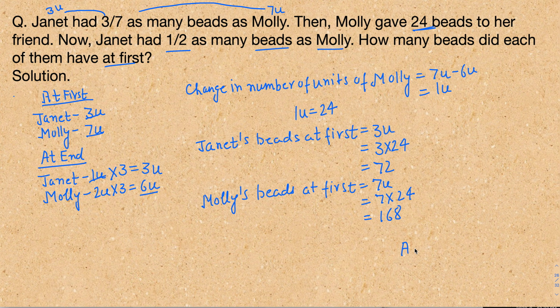So here is the answer. You can write the answer quickly: Janet has 72 beads and Molly has 168 beads.